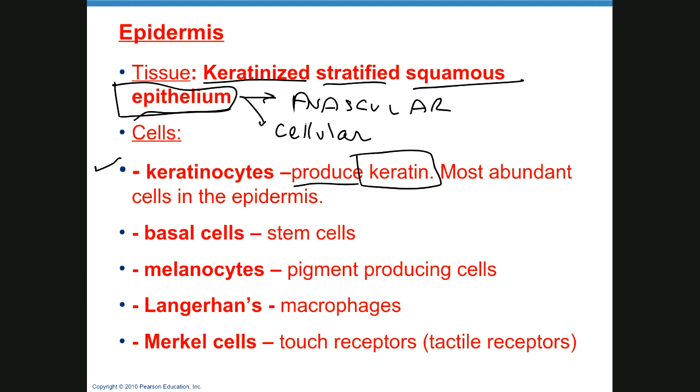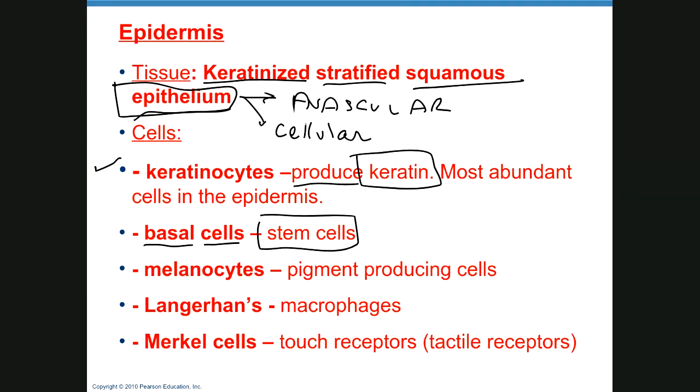The first layer of cells in the epidermis are stem cells. These are germ cells, adult stem cells. The name of these cells is basal cells. It is one layer of very, very young cells at the deepest part of the tissue of the keratinized stratified squamous epithelium.